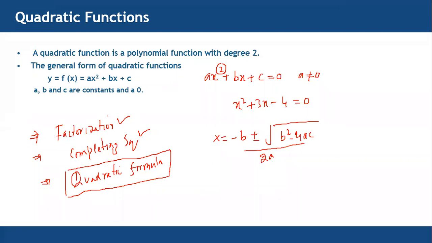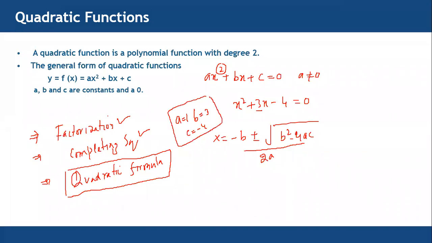So what are a, b, c? Actually, a is the coefficient of x square. You know that the coefficient of x square is 1, so a is 1. What is b? b is 3, the coefficient of x, so b is equal to 3. And what is c? c is the constant number, equal to minus 4. So we now have the a, b, c values.